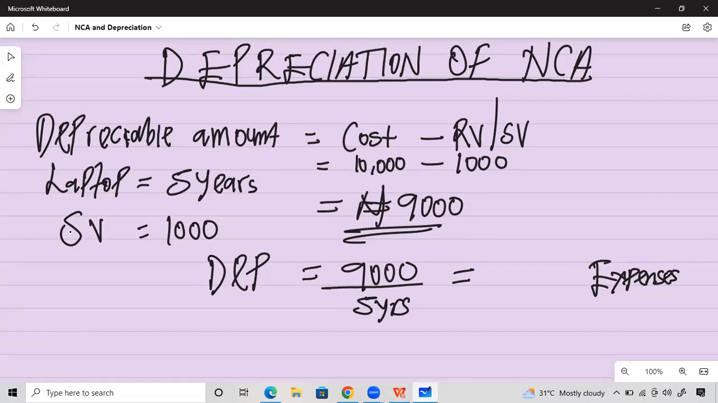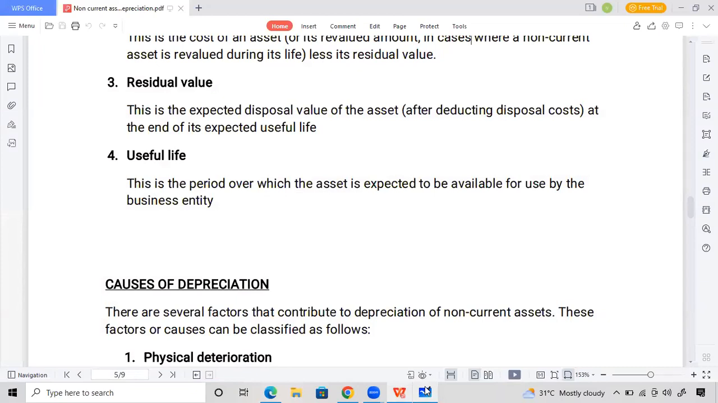And just like I've explained as well, every asset will have a useful life. So useful life is the duration. This is the period over which the asset is expected to be available.